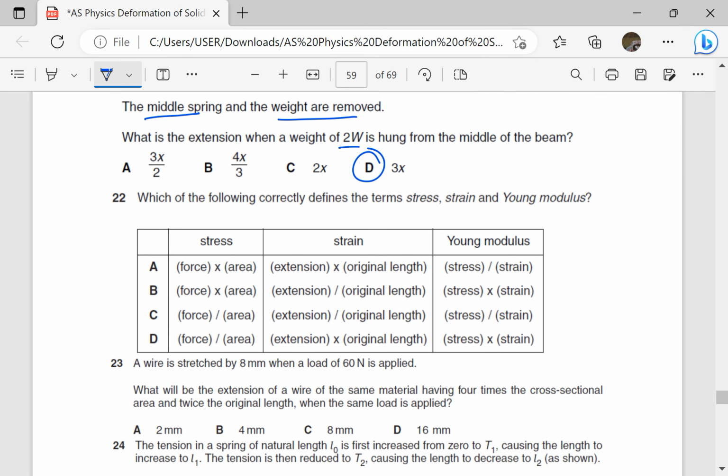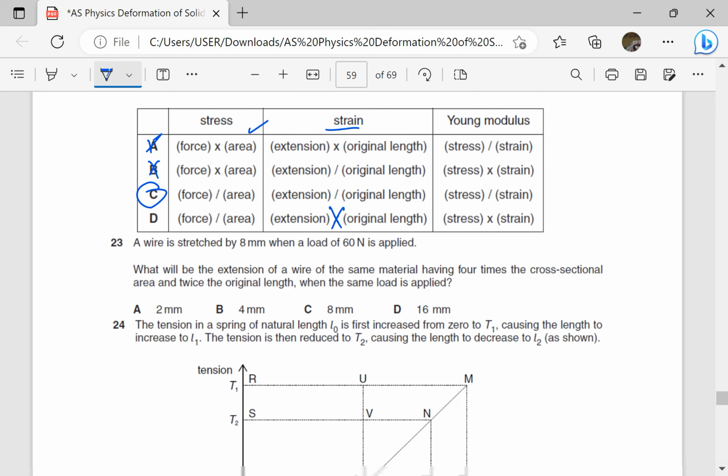Which of the following correctly defines the terms stress, strain, and Young modulus? Stress is force over area. The first column is the same. No. Stress is force over area, so A and B are out. Then strain is extension over original length. Strain is extension over original length. So this one is out. So the answer is automatically going to be C.